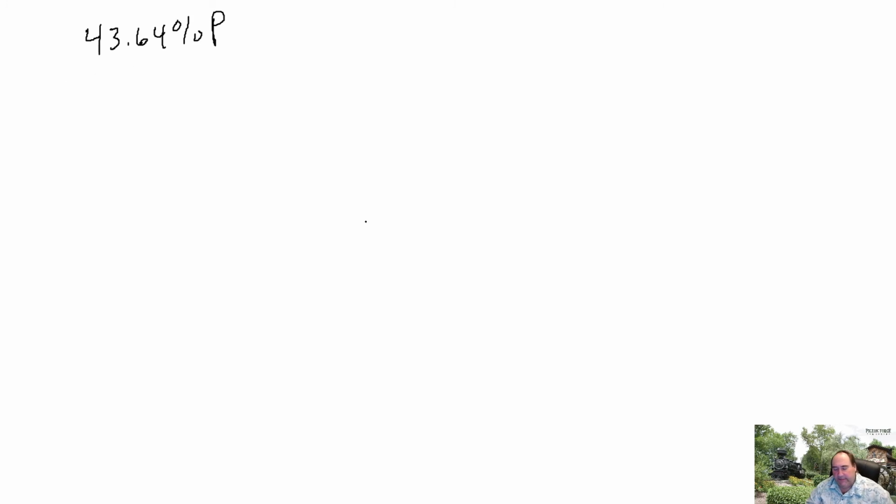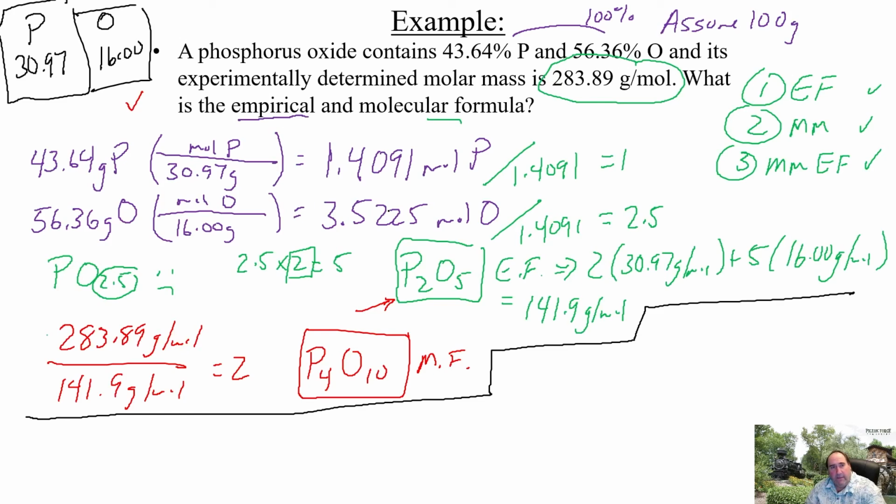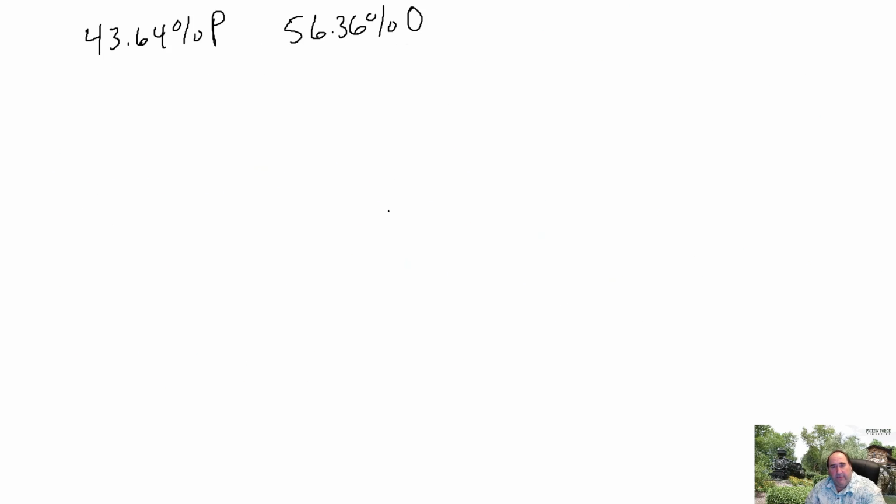43.64% phosphorus and 56.36% oxygen. The molar mass is 283.89.